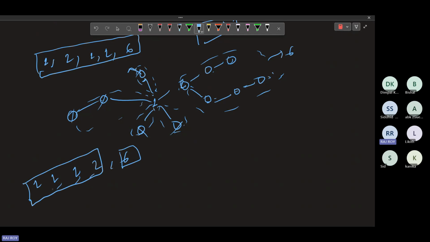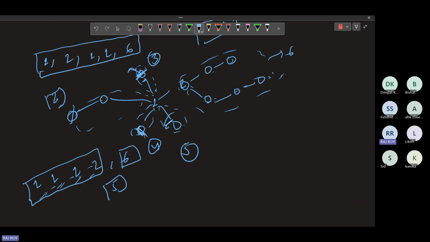So 2, 1, 3, 2, 3, 4, 2, 1, 3, 4. So the answer will be 5 because we can delete this node. This was a leaf node. After deleting this, this will be a leaf node. We can delete this node. For now, the answer is 2. We can delete this node 3. We can delete this node 4. We can delete this node 5.